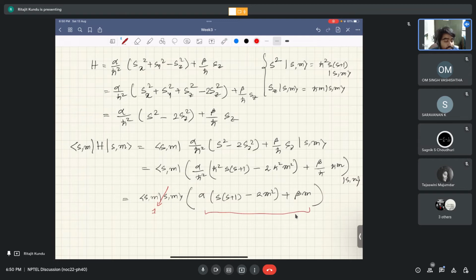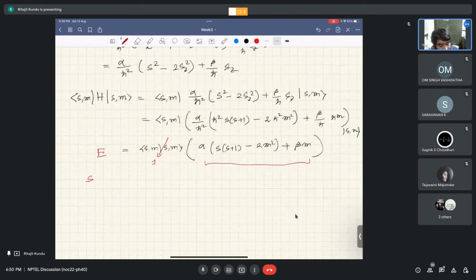Okay, so this is the energy, right? We have calculated the expectation value of the Hamiltonian, so this is the energy. Now for spin s equal to 3/2, you can put this combination in. s times s plus 1 becomes 3/2 times 3/2 plus 1, which is 3/2 times 5/2, that is 15/4.